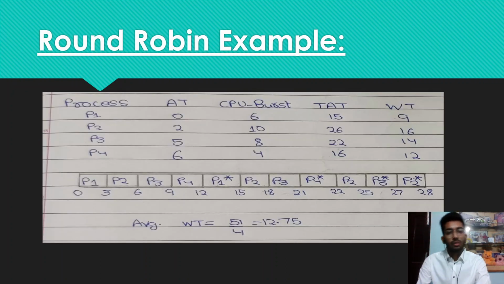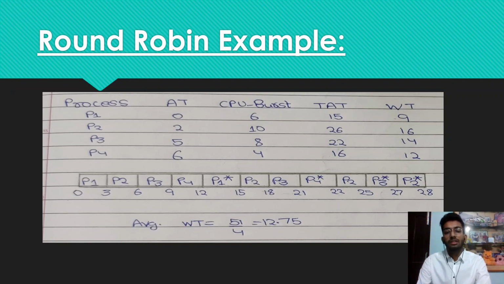So we have 4 processes, P1, P2, P3, P4. At time 0, we have P1. At time 2, we have P2. At time 5, we have P3, and at time 6, we have P4. Let's assume the time slice be of size 3. So let's start. First, P1 is executed from 0 to 3.